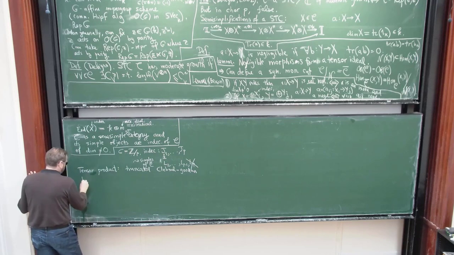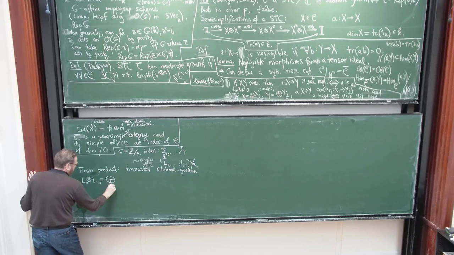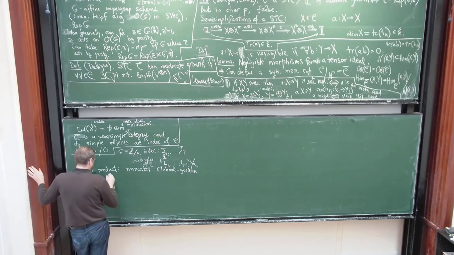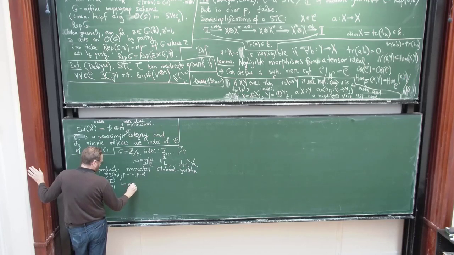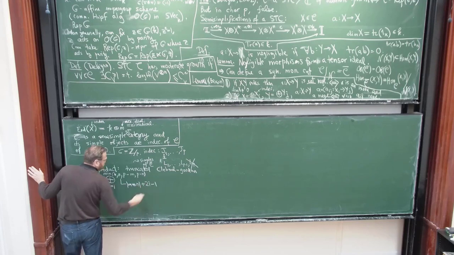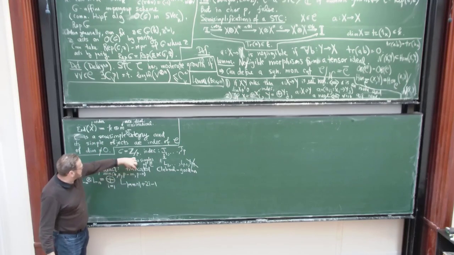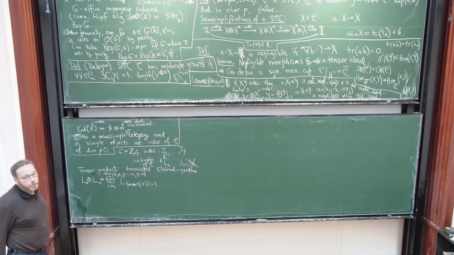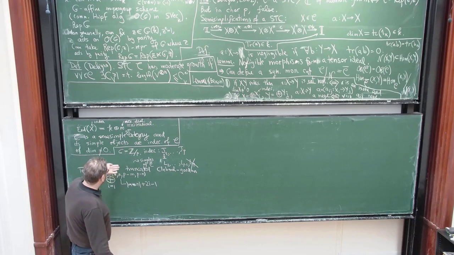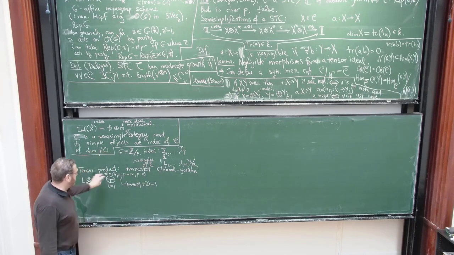Namely, if you tensor Lm with Ln, it's going to be the direct sum from i equals 1 to minimum of m, n, p minus m, p minus n of L_{m+n-(2i-1)}. So if we didn't have p minus m and p minus n, this would be the usual Clebsch-Gordan rule for tensoring representations of SL2 over complex numbers. But because of p, we get some truncation, and that's what you get.